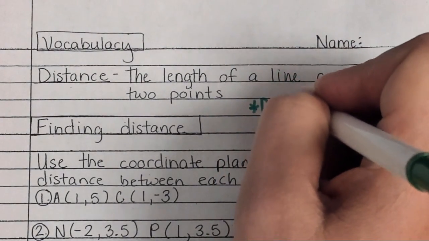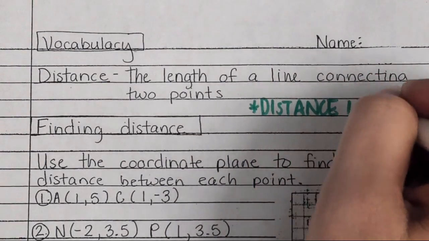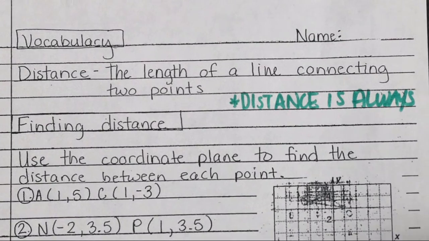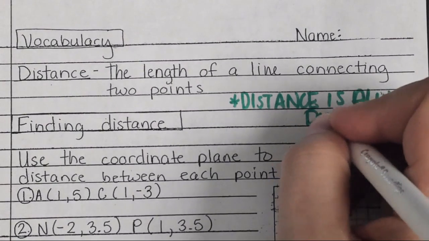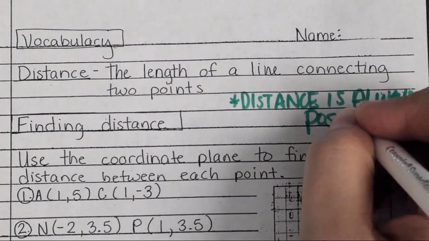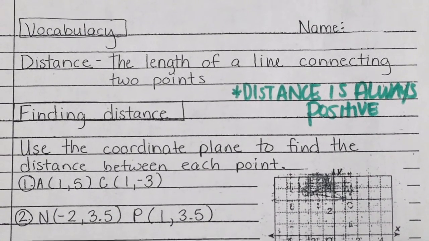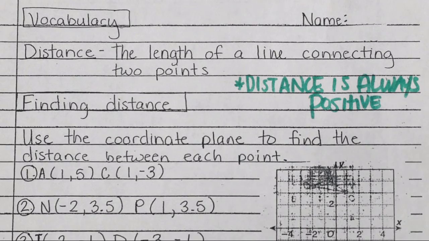Distance is always positive. Remember we watched the video clip of Ferris Bueller and they can't back the miles off the car, okay? So distance is always going in a positive direction, no matter if you're going forwards or backwards.